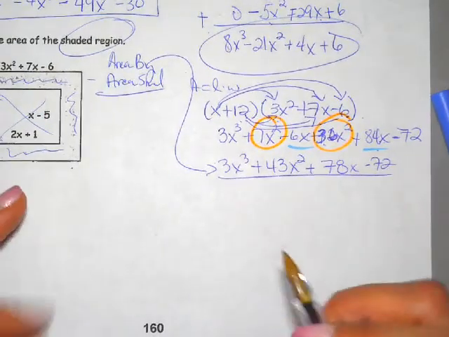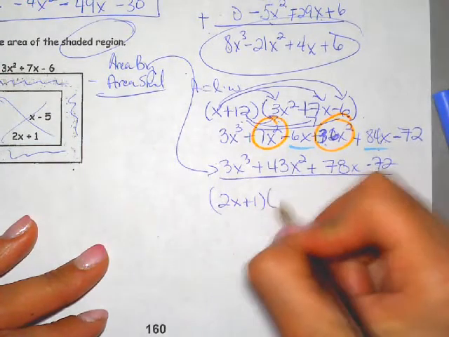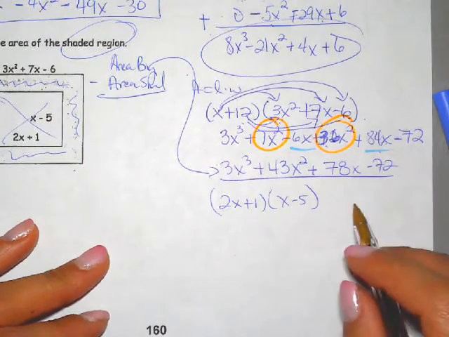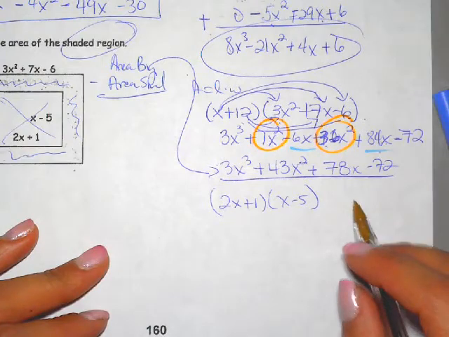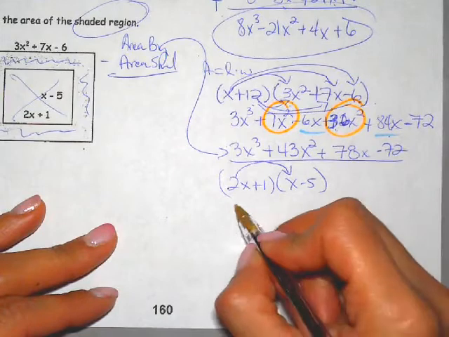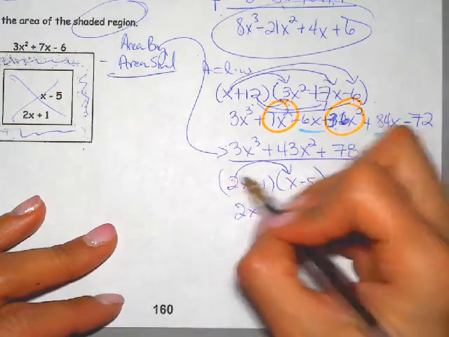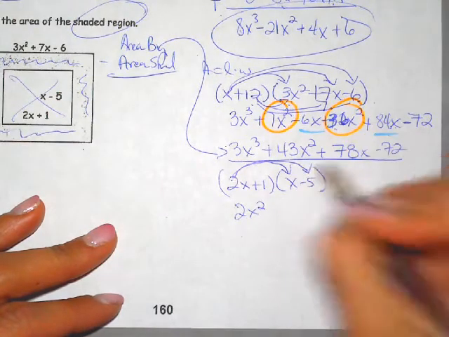The little one now. 2x plus 1 times x minus 5. Sebastian, 2x times x. Very good. x to the second power. 2x times -5.